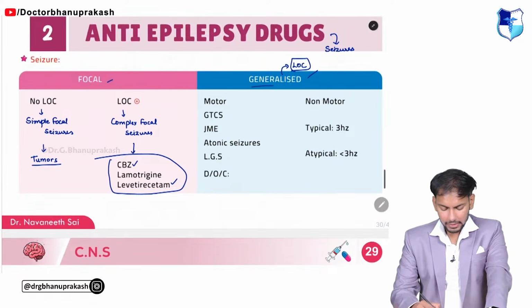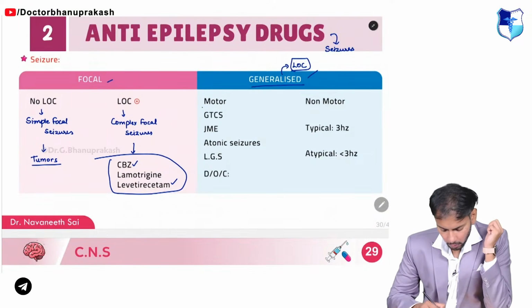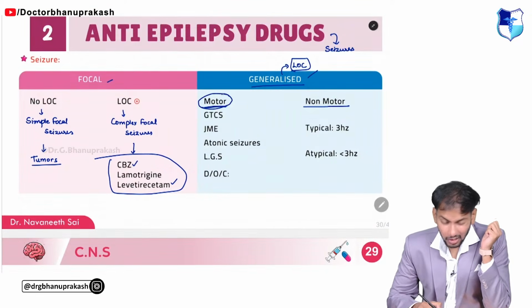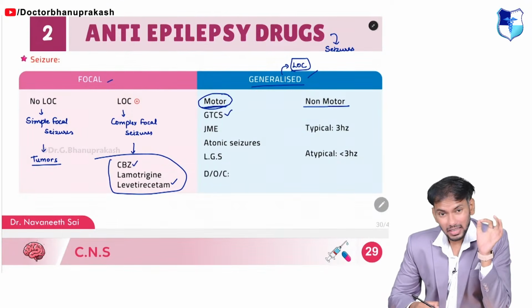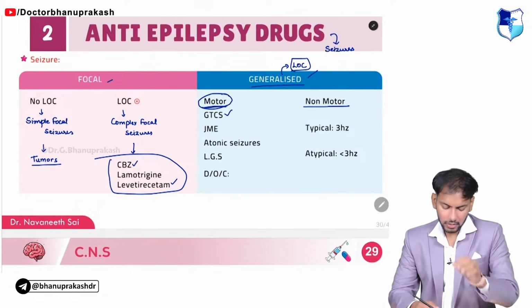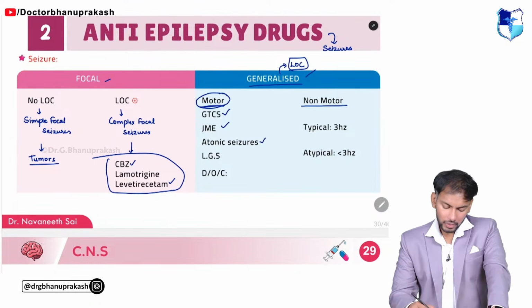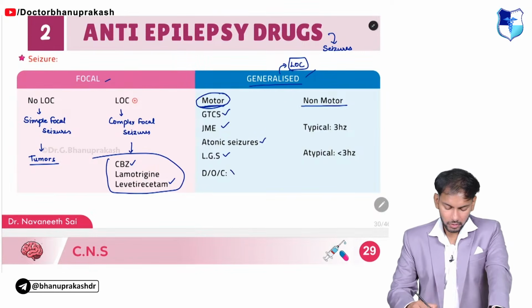Now, coming to generalized seizures. In generalized, again we have two types. One is motor, the other one is non-motor. If there is motor activity, these are motor seizures. What are they? GTCS, generalized tonic-clonic seizures, and JME, juvenile myoclonic epilepsy, atonic seizures, Lennox-Gastaut syndrome. In all of these, the drug of choice is valproate.